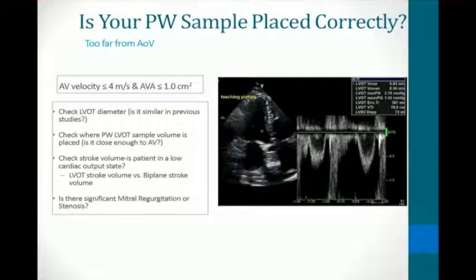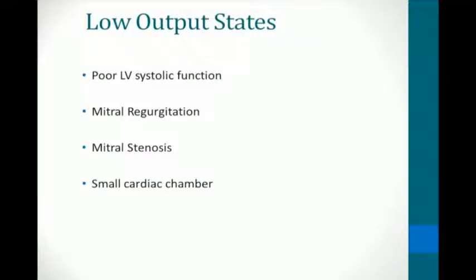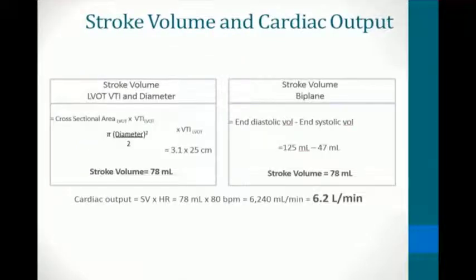Still check your LVOT diameter, or again look at the hemodynamics of the patient. Are they in a low output state? Patients in low output states include those with poor left ventricular systolic function, a small cardiac chamber, or if they have mitral valve disease. If none apply, your pulse wave sample is too far from the aortic valve. Another tool is to calculate the stroke volume and cardiac output.